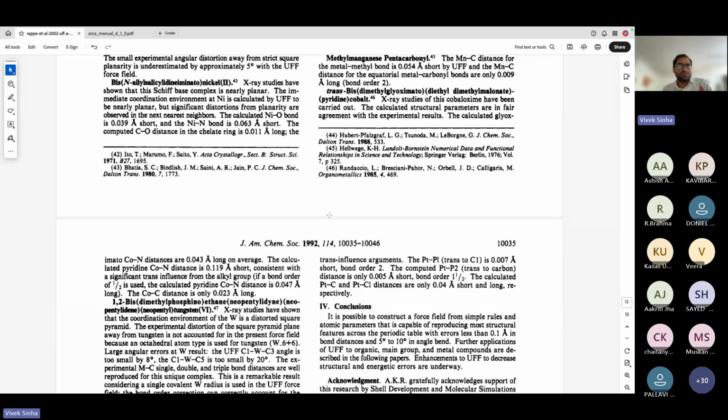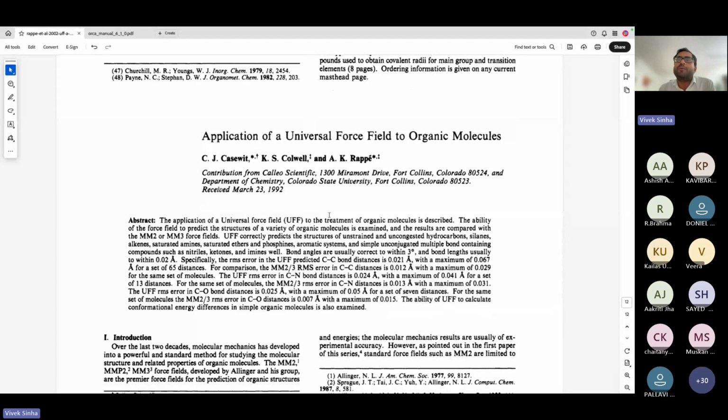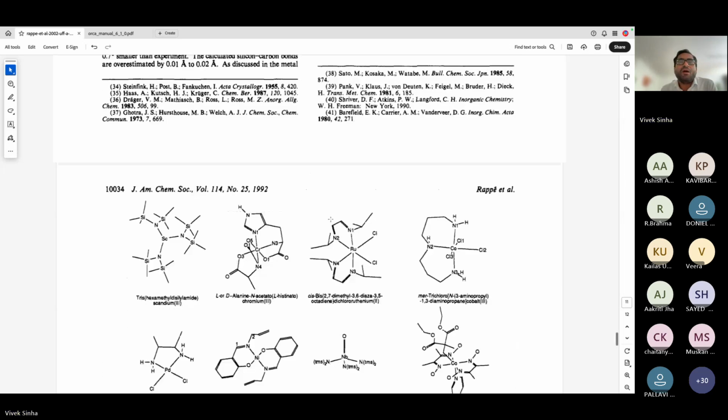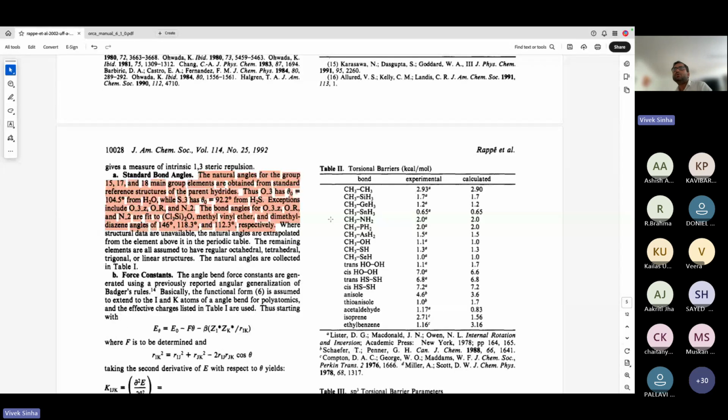I will not dwell more on this paper. An interesting thing that I wanted to show you is that immediately after their paper, they have yet another paper in the same journal, same issue probably, where they also apply it to organic molecules. That was kind of funny. But I hope this paper gives you some idea of what goes inside a force field, how you build it, what kind of things you need to look into, and how you validate it.